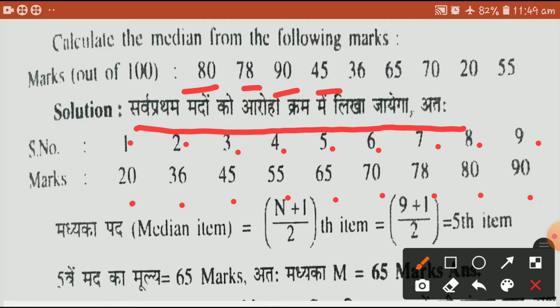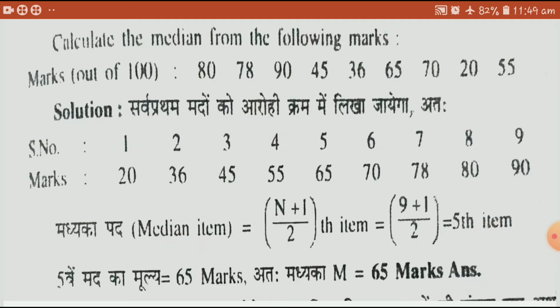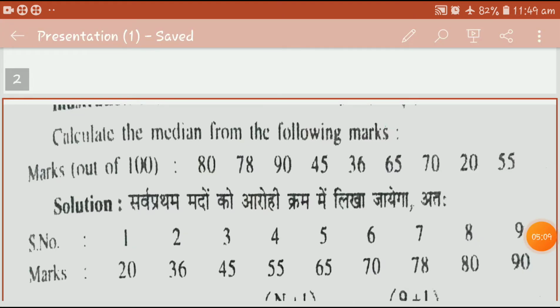So here is your simple formula for calculating the median. The symbol is M, capital M. Before calculating the median, you have to calculate the median item, madhya. You have to calculate madhya ka.